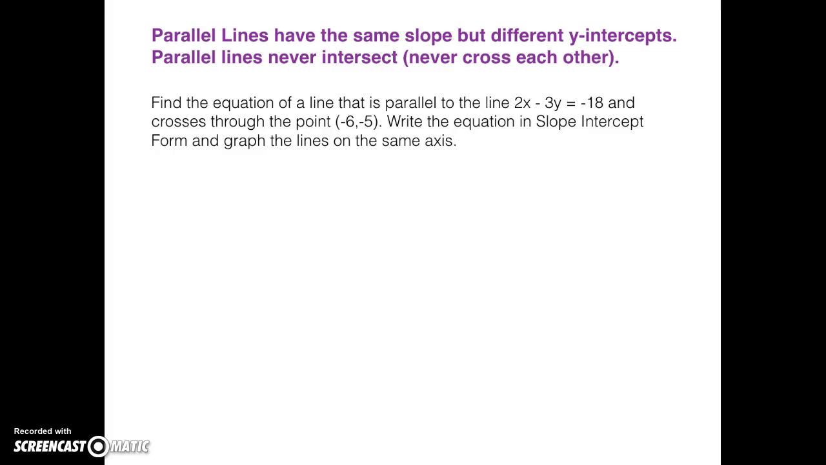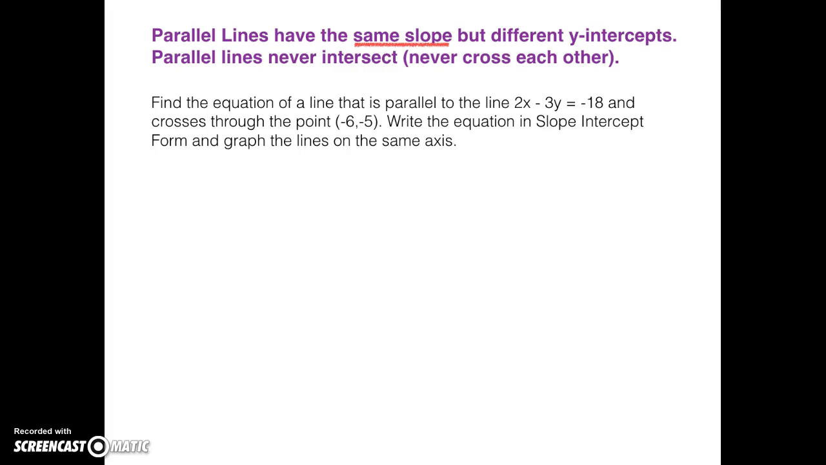Find the equation of a line that is parallel to the line 2x minus 3y equals negative 18 and crosses through the point negative 6, negative 5. We're going to write the equation in slope-intercept form, and we're going to graph the lines on the same axis.